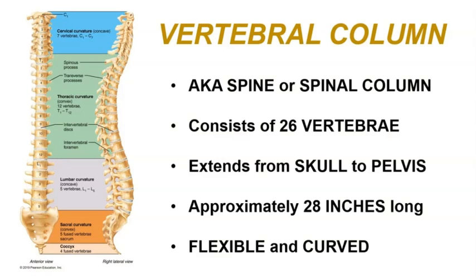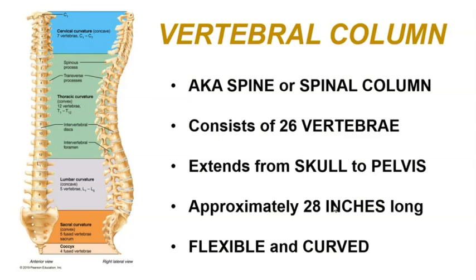Now that we have discussed the skull bones, let's continue our look at the axial skeleton by investigating the vertebral column. The vertebral column is also known as the spine or the spinal column. It consists of 26 individual bones that are referred to as vertebrae, and it extends from the base of the skull to the pelvis. It's approximately 28 inches in length in the average person.